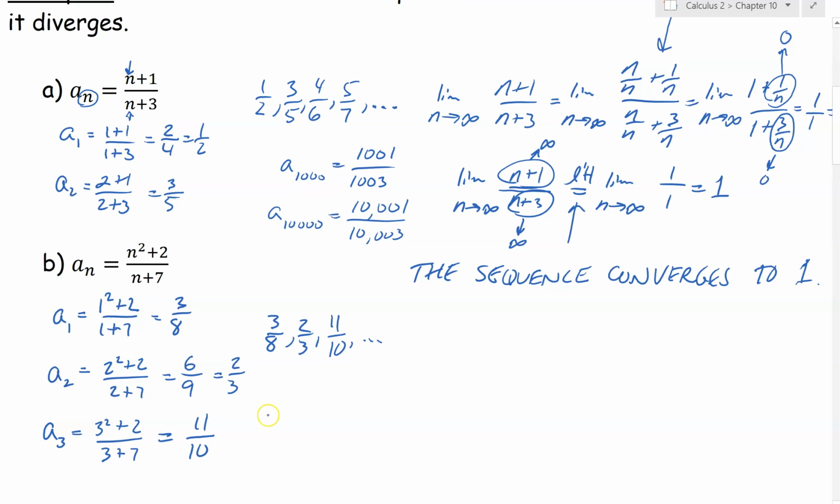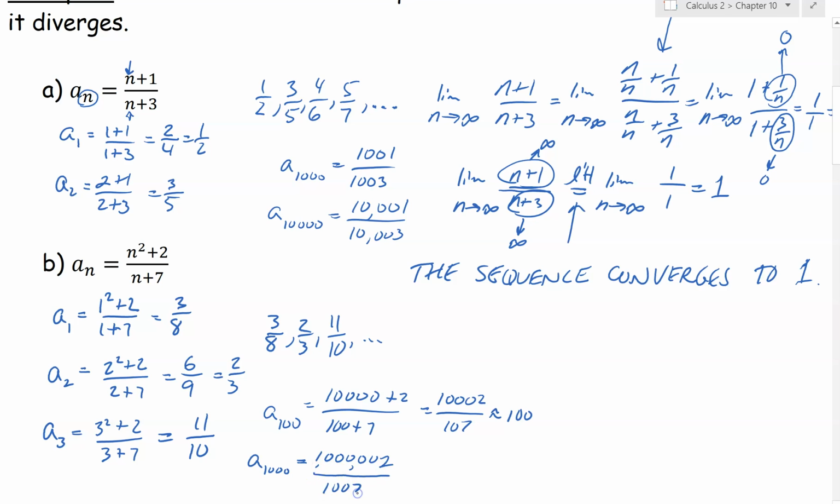So we might want to try plugging in a larger number, like maybe 100. If we plugged in 100, we would have 10,000 plus 2 over 100 plus 7. So that is 10,002 over 107. That is very close to 100. And then if you plugged in 1,000, so let's look at our 1,000th term, that's going to be 1,000,002 over 1,007. That number is very close to 10,000.